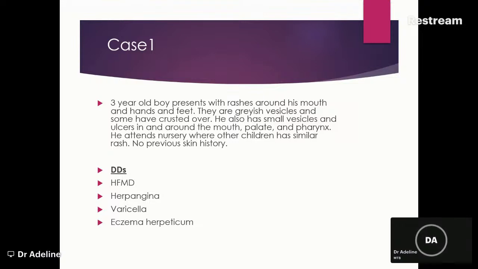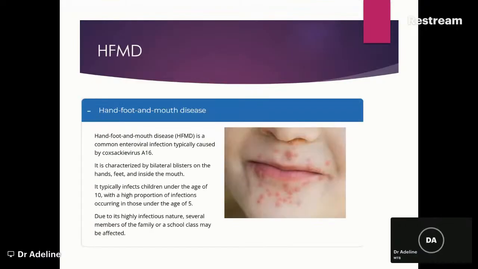So in this case, we just have to think of the most common differential diagnosis. Since it's a boy with rashes around his mouth, hands, and feet, one of the differential diagnoses would be HFMD, which is hand, foot, mouth disease. And the others we can think of are varicella, herpangina, or eczema herpeticum. So in this case, it is more than likely to be HFMD.